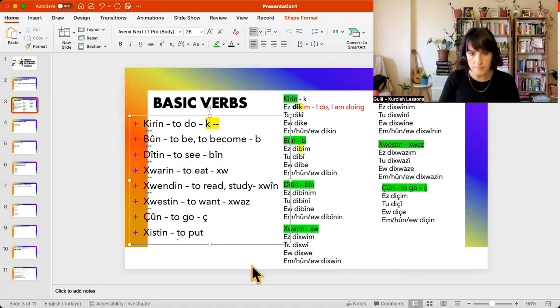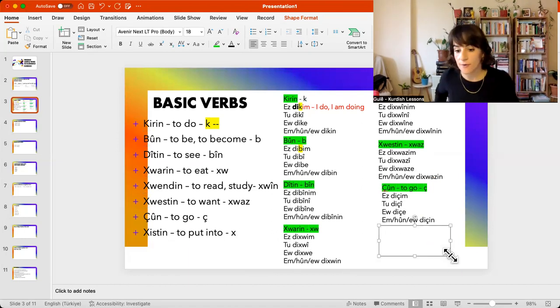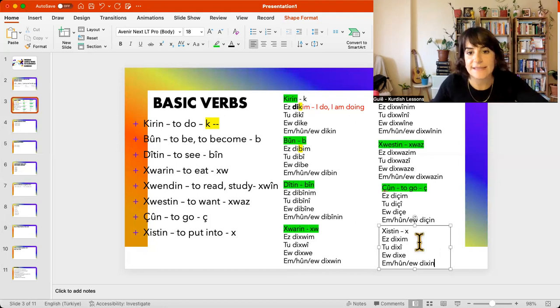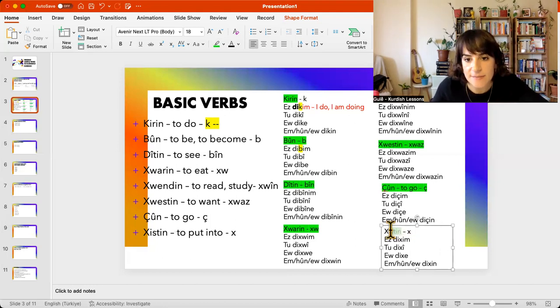And here is the last verb of the list, kirin, to do, and the stem is only k. As I said, it's possible to have some stems only as a letter, only one letter, one sound. So kirin is one of these, and the stem is k. So as dikim, tu dikî, ew dike, em hun ew dikin.